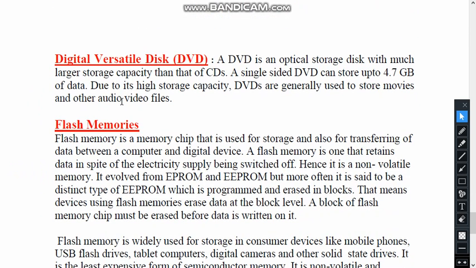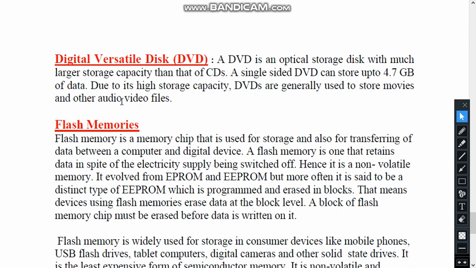Now let's see about the digital versatile disc, which we also call DVD. What is the full form of DVD? It is the digital versatile disc. It is an optical storage disc with much larger storage capacity as compared to the CD. A single DVD can store up to 4.7 gigabytes of data.